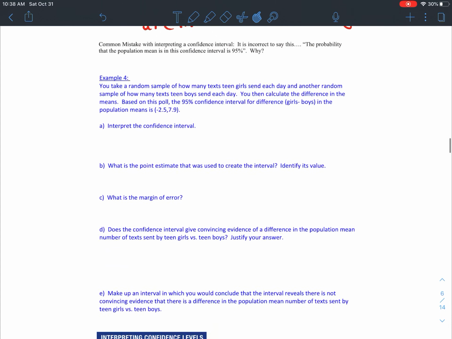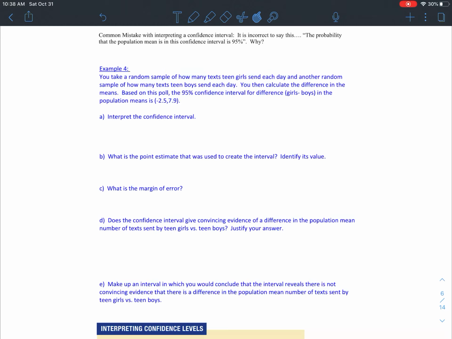Okay. So we're going to wrap this video up with just this last page here. I want to talk about a common mistake with interpreting confidence intervals. It is absolutely incorrect to be using the term probability when you are trying to interpret a confidence interval. Okay. Here's a mistake people say. The probability that the population mean is in the confidence interval is 95%.